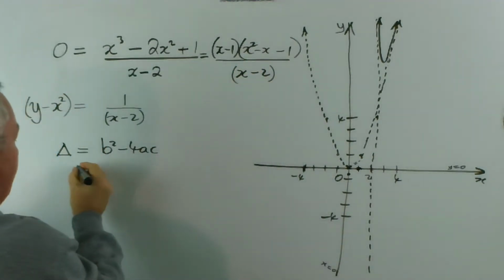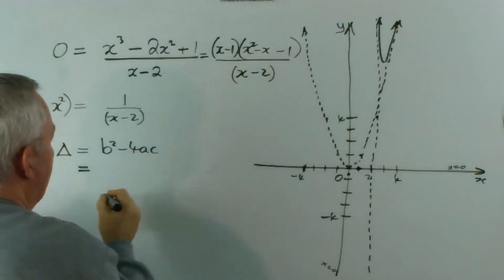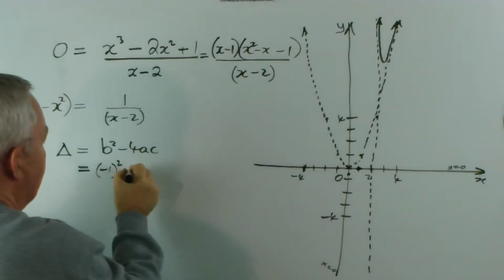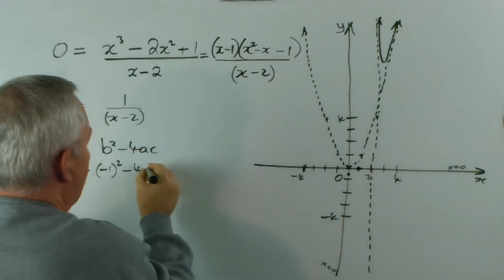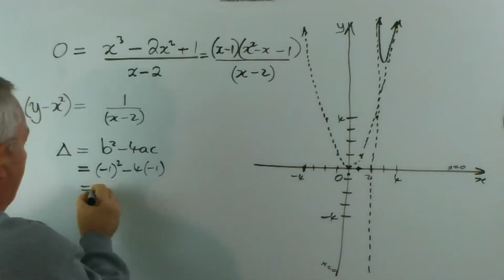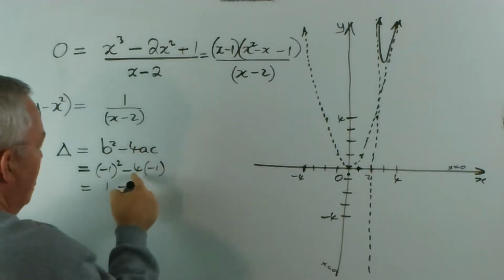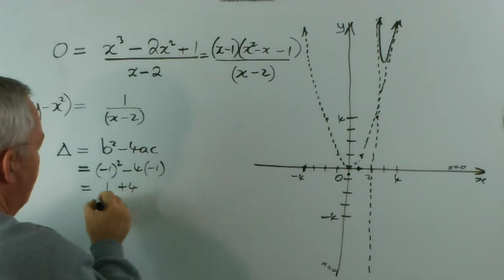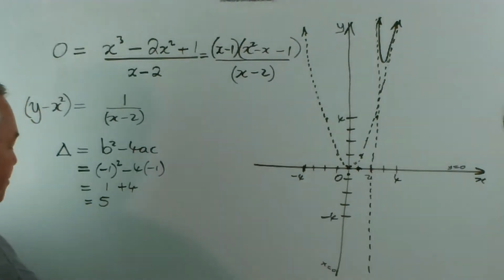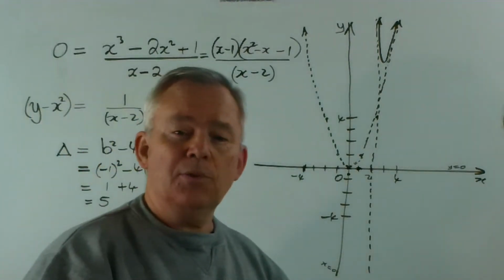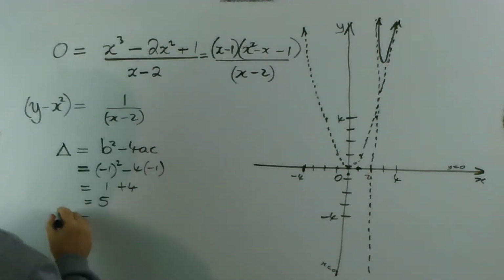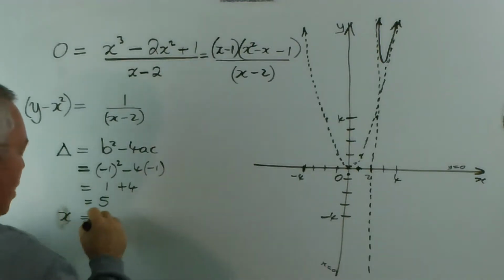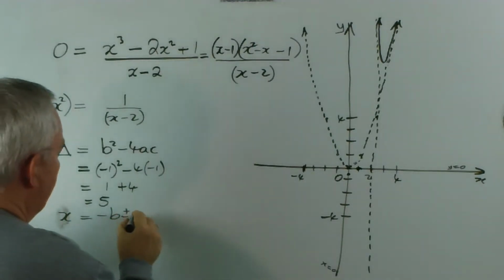It's going to be b is worth -1, so it's -1 squared minus 4ac, which is 1 times -1. -1 squared is 1, minus 4 times -1 is plus 4, so it's 5, which is greater than 0, which means we can take the square root. So if we're looking for the roots, let's write the formula.